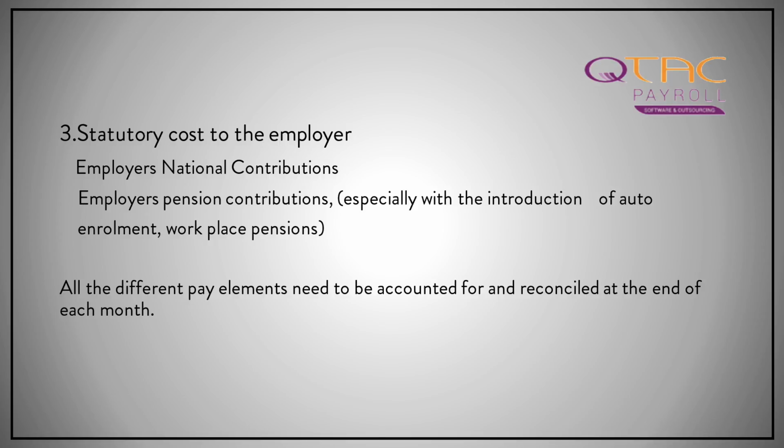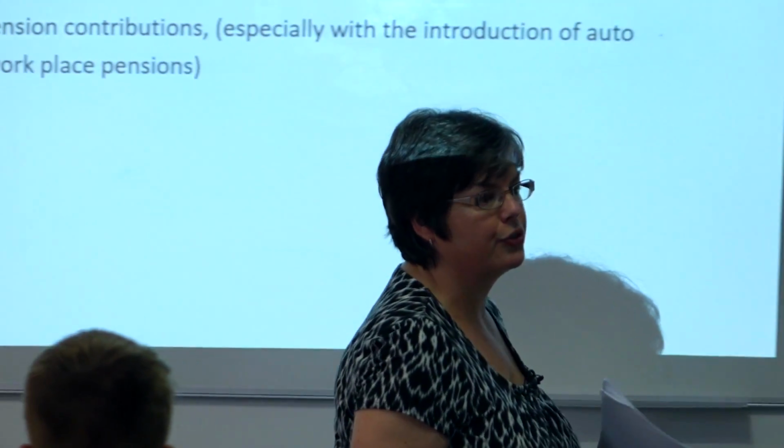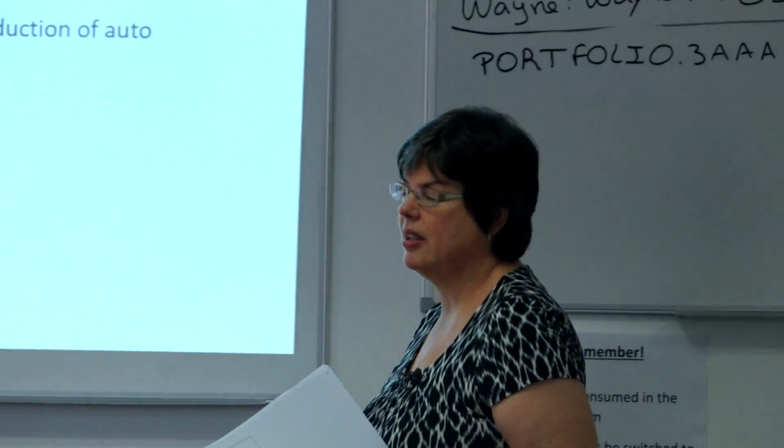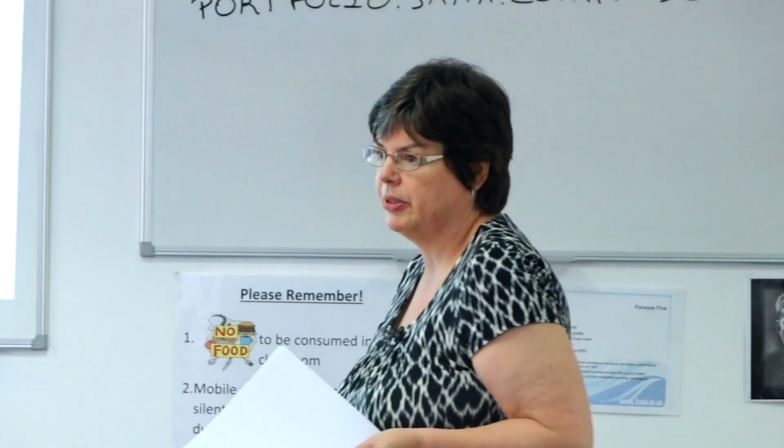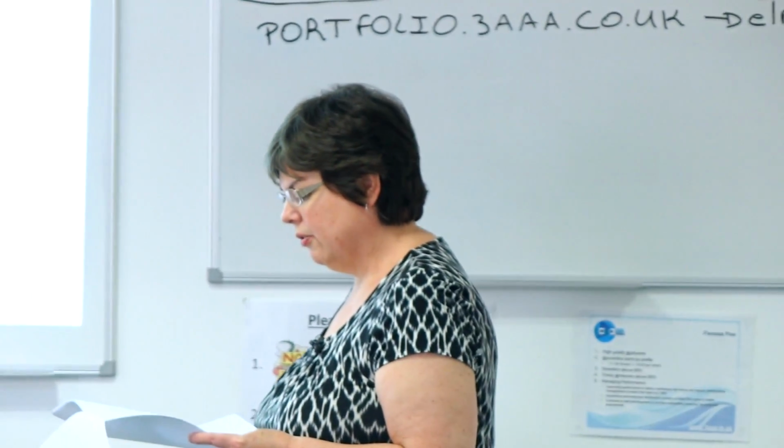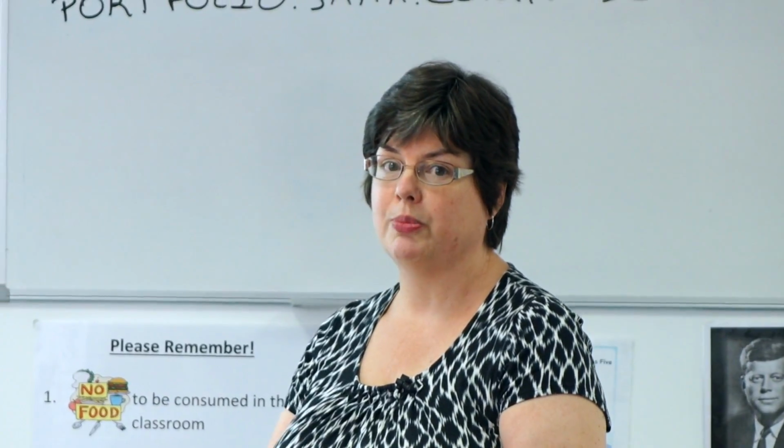which are employers' national insurance, employers' pension contributions, especially with auto-enrolment workplace pensions coming in, as this obviously is quite expensive for small employers because it's an on-cost to them that they haven't really budgeted for, so the cost has got to come from somewhere. There are all types of different pay elements that need to be accounted for and reconciled at the end of each month, because at the end of the day, if your books don't balance, you've got an issue.